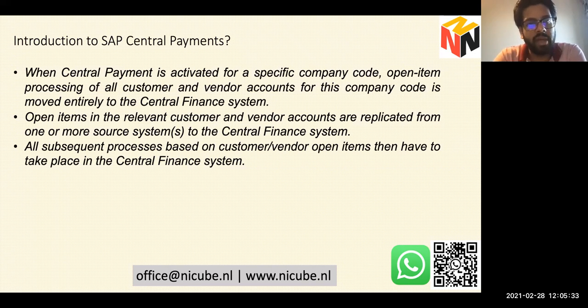Open items in the relevant customer and vendor accounts are replicated from one or more source systems to CFIN. So open items are already coming via the standard interface. Then all open items for that company code for which you are making central payment will be paid from, or received in, the CFIN system. You are not supposed to make payment from ECC, or get payment from the customer in ECC. Rather, your payments and receipts will be in your S4 system. That's central payment.